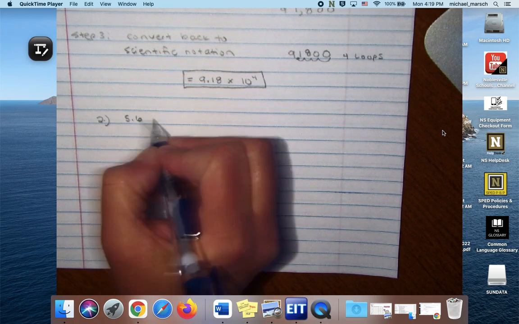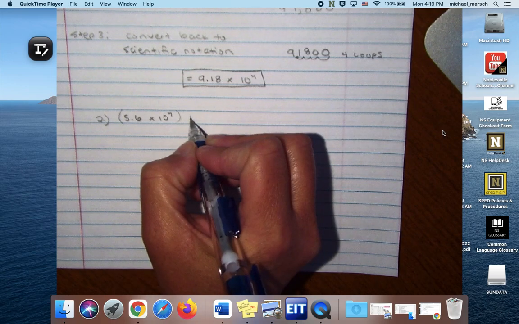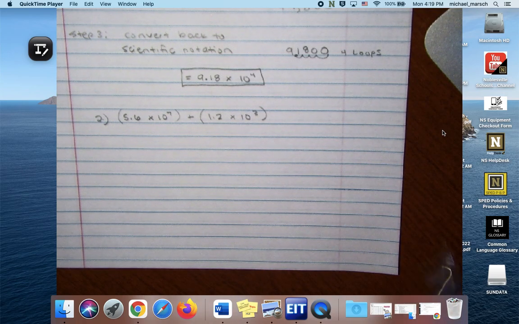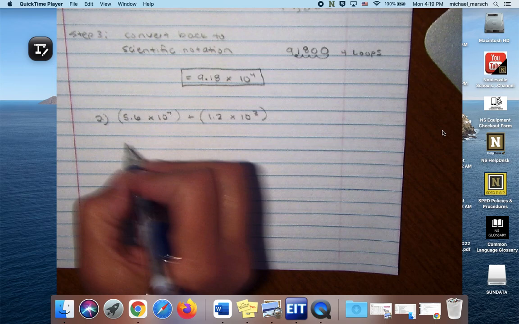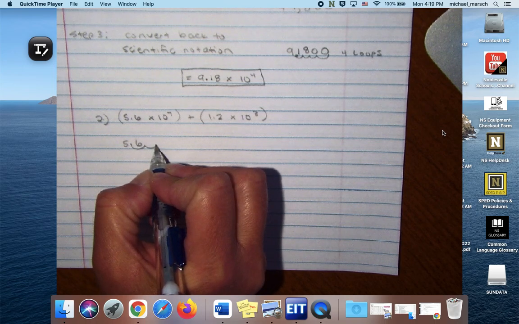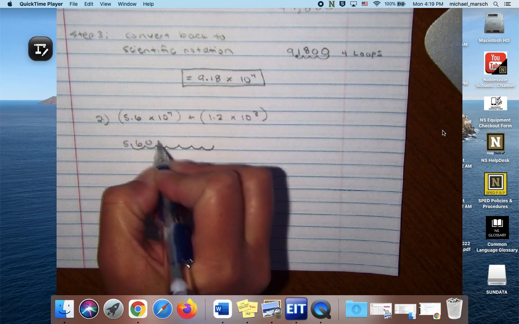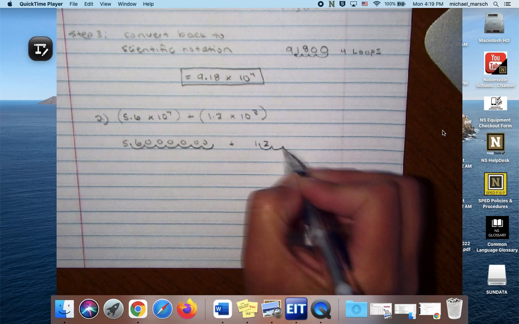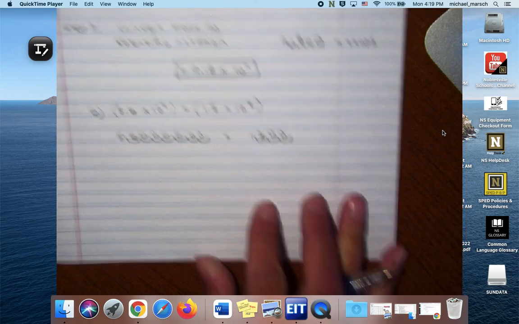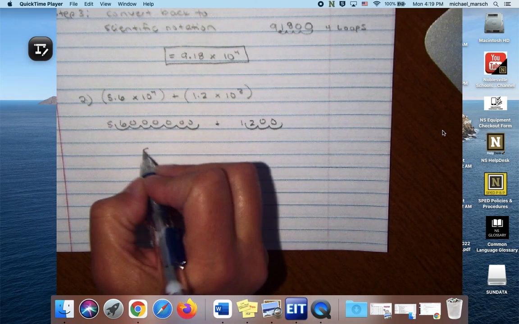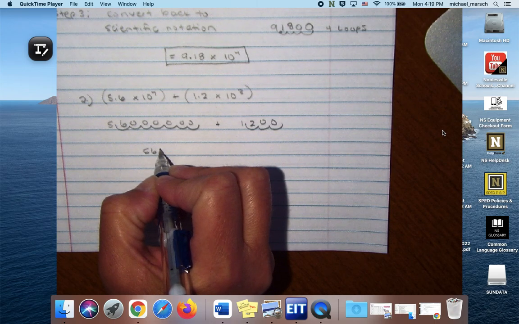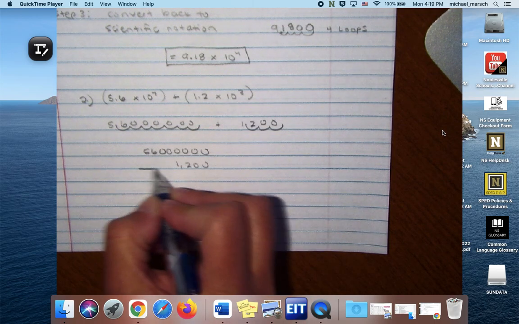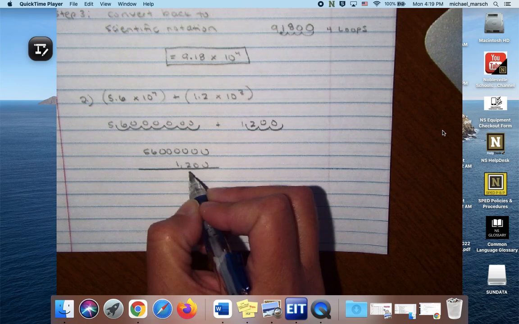So I have 5.6 times 10 to the 7th power plus 1.2 times 10 to the 3rd. So I'm going to write out the values in standard form. 5.6, I'm going to shift 7 places. Plus 1.2, and I'm going to shift 3 places. And so now I'm going to add them up. I've got a 5, a 6, and then 6 zeros. And then I have 1,200. Again, making sure that I line up the ones, the tens, the hundreds, and thousands.